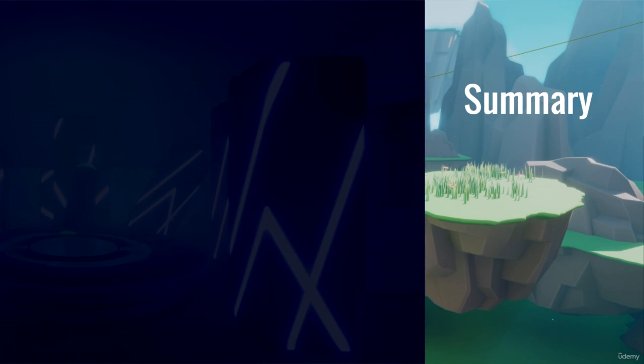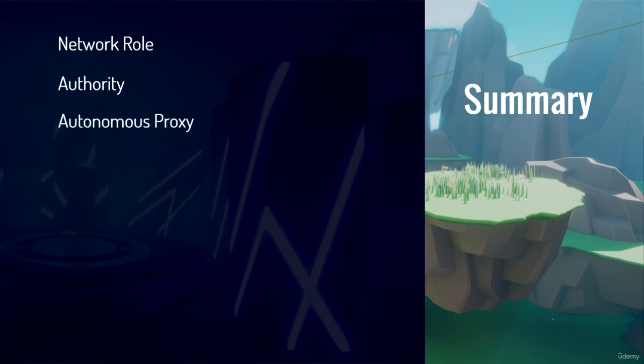So in this lecture, we discussed the concept of network role and how a pawn's local role can be authority, which means that we're looking at the pawn that exists on the server, or autonomous proxy. That's the local role for a pawn that we're currently controlling on a client machine. We also saw that we have simulated proxy, which is going to be the local role for any pawns on our client machine that we're not controlling.